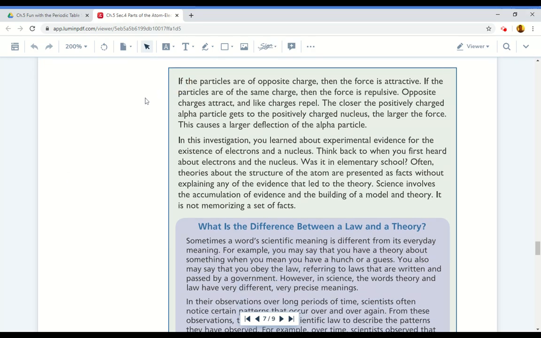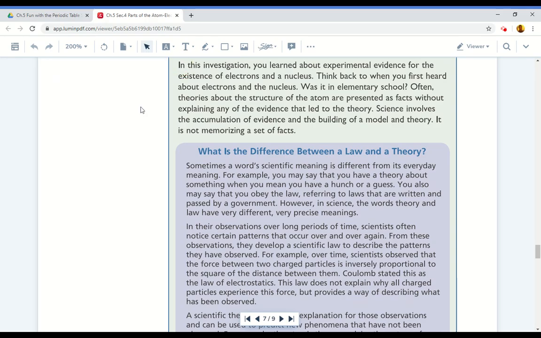If the particles are of opposite charge, then the force is attractive. If the particles are of the same charge, then the force is repulsive. Opposite charges attract and like charges repel. The closer the positively charged alpha particle gets to the positively charged nucleus, the larger the force. This causes a larger deflection of the alpha particle.